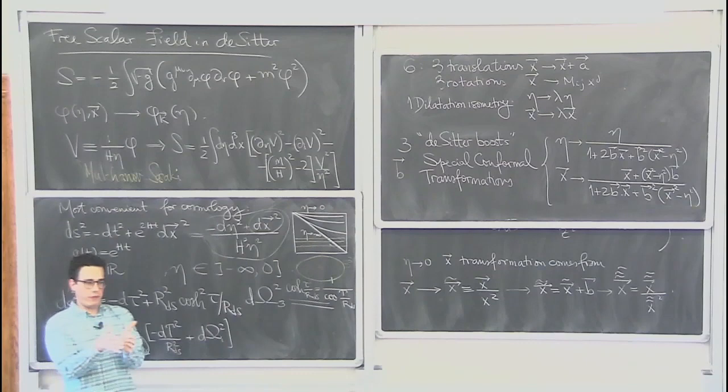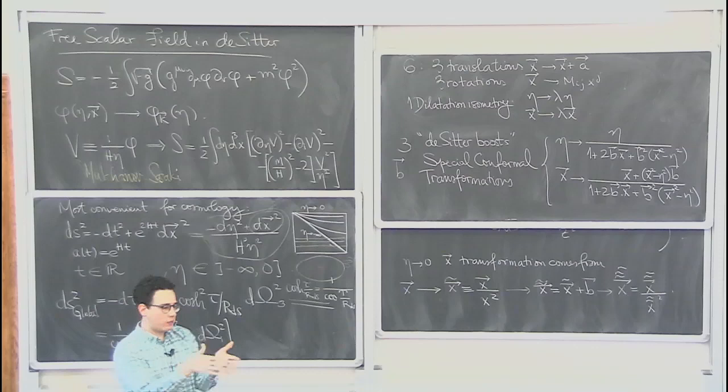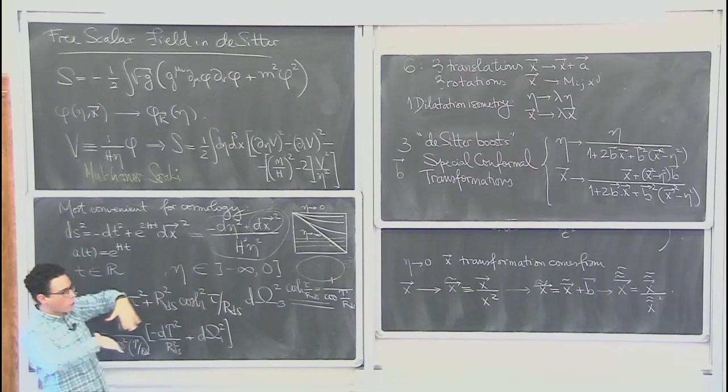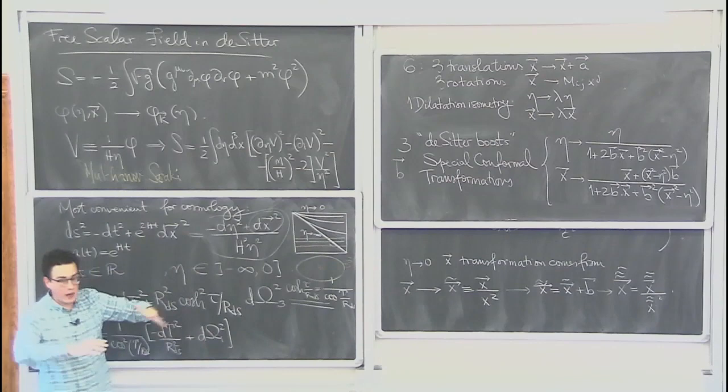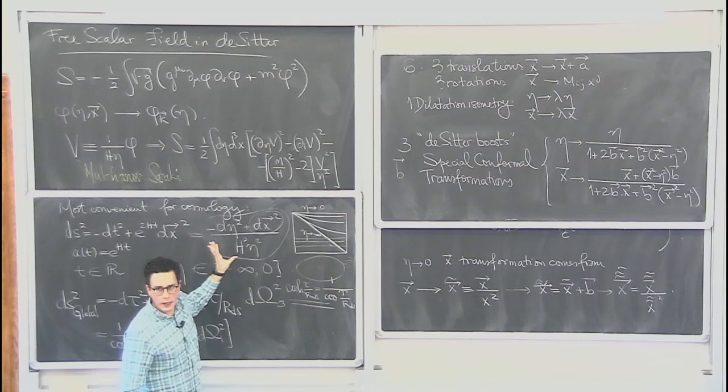So it can't possibly know that it's in curved space. It's probing just very short distance physics. It doesn't feel the effects of curvature. The effects of curvature will kick in much later, once the physical wavelength of this mode becomes comparable to the length scale, now I erased it, but the length scale set by the Hubble parameter. Is that clear?